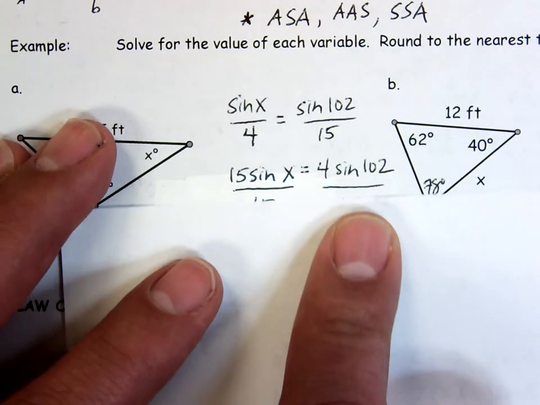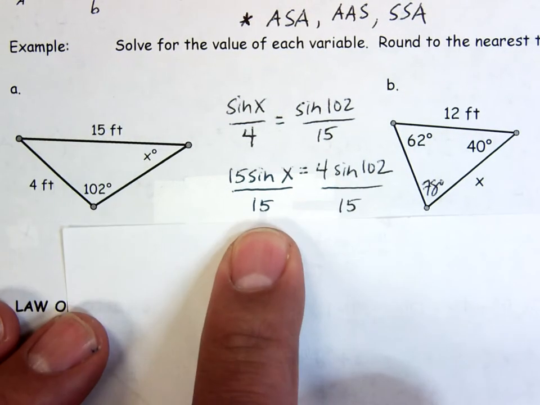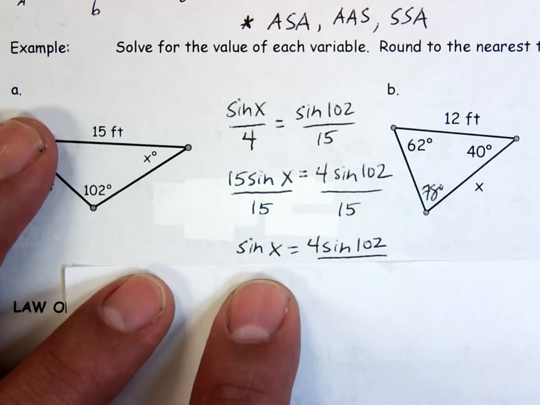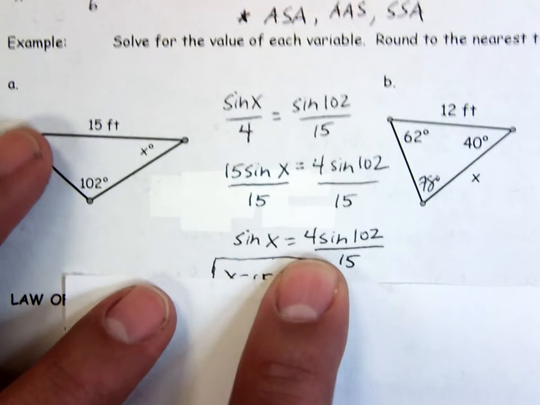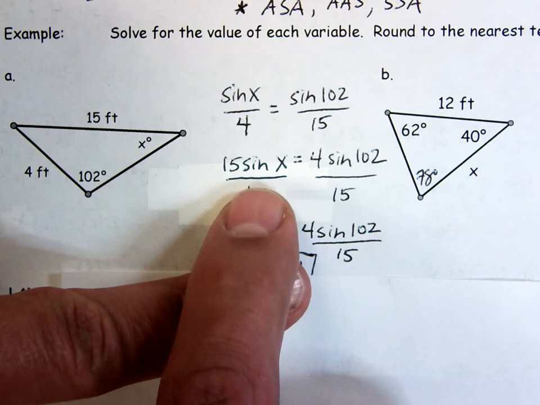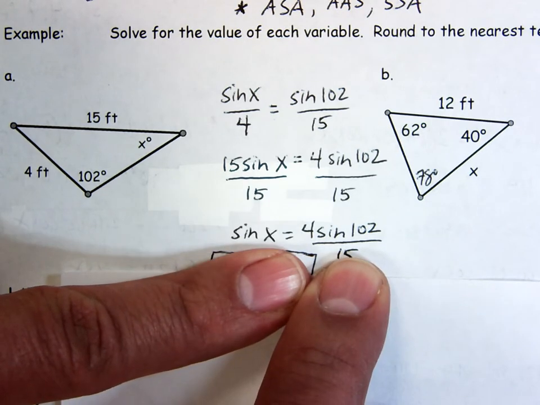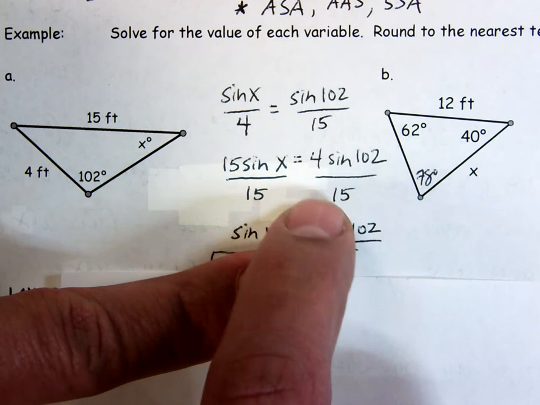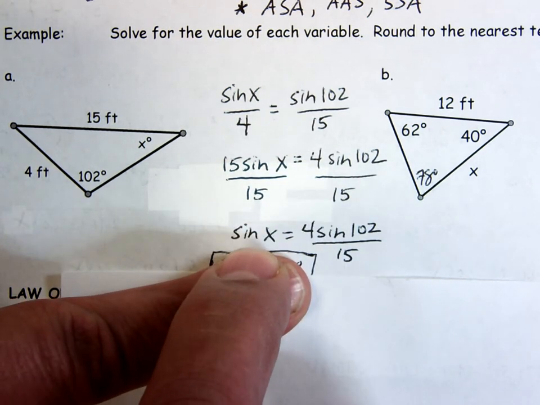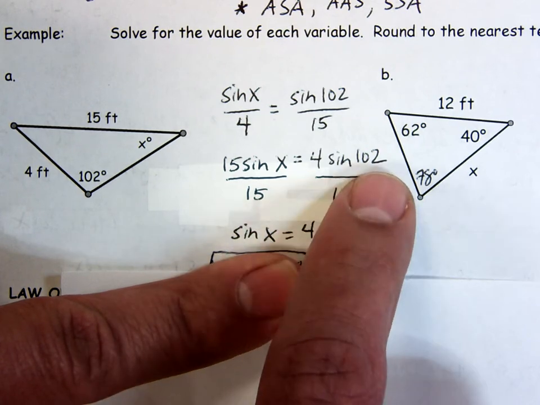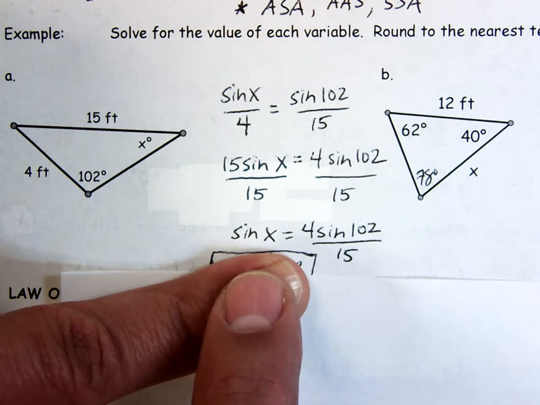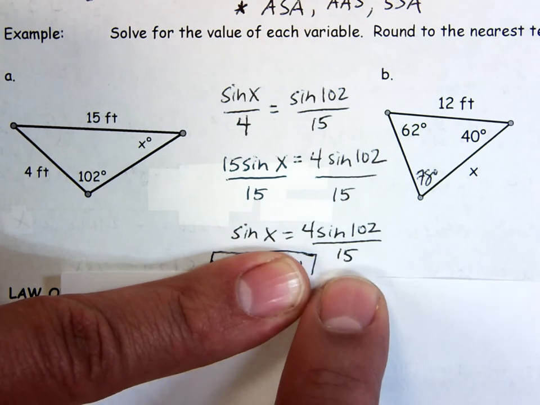Now I'm going to divide both sides by 15, and then I get this, which provides me that the sine of x is now equal to 4 times the sine of 102 divided by 15. Again, all I did to go from here to here was I divided both sides by 15. So now these 15s will cancel out, so all I have left over here is sine x, and on the right hand side I have 4 sine 102 divided by 15.